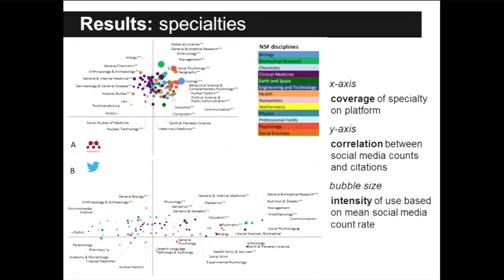Okay, now we look at how all the different specialties cluster in terms of their relationship between, in this case, Mendeley and citations, and here between tweets and citations. Those that are below the x-axis have a negative relationship between tweets and citations. So for these disciplines here, pharmacy, parasitology, anatomy, and morphology, the more tweets that you have, the fewer citations you will receive. But most disciplines do have a positive relation. When it comes to Mendeley here, no discipline has a negative relationship. Of course, the extent to which the relation is strong varies across disciplines, but at least all of them are positively related with the number of citations.